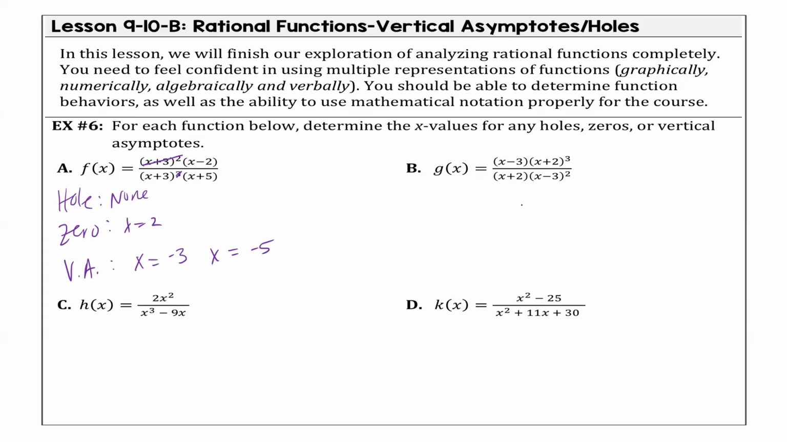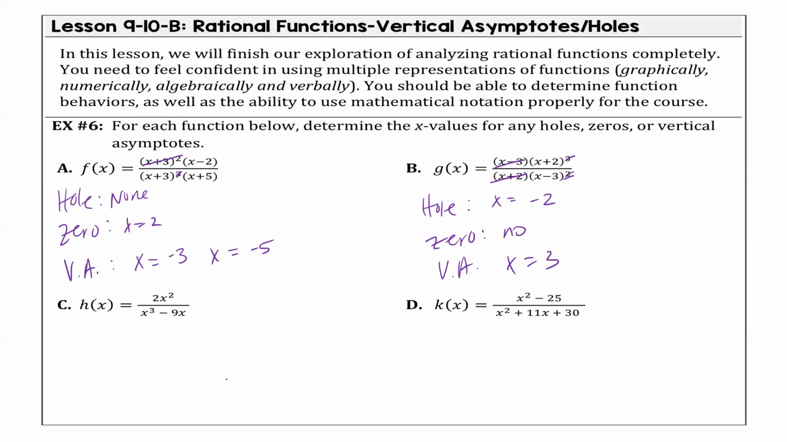Do I have a hole? Yes. Why do I have a hole? The numerator is bigger. Does that make sense? Okay. So this time we have a hole, and that hole is at x equals negative 2. Do I have a 0? No. And then the horizontal asymptote is where? Is at 3. Okay. Yes.